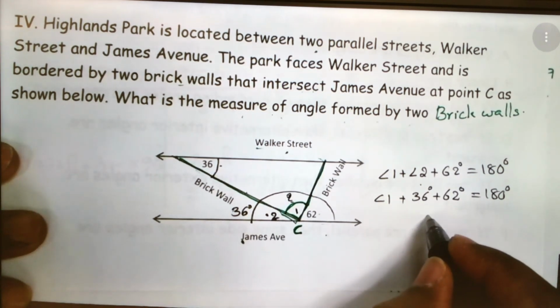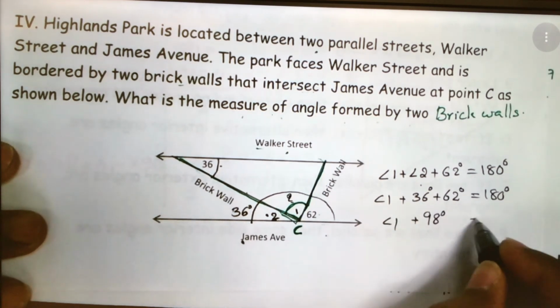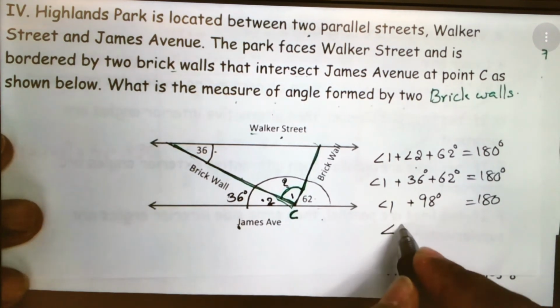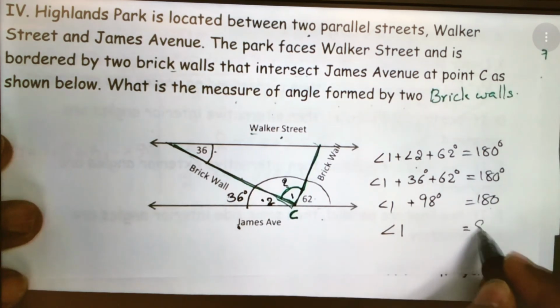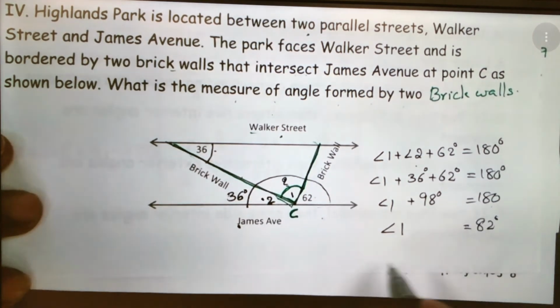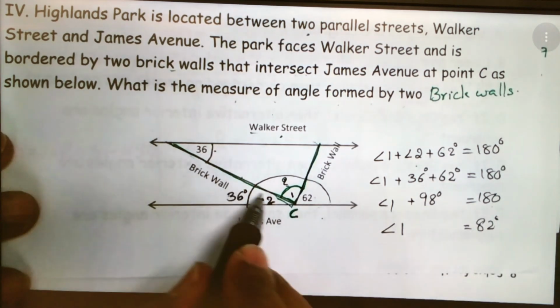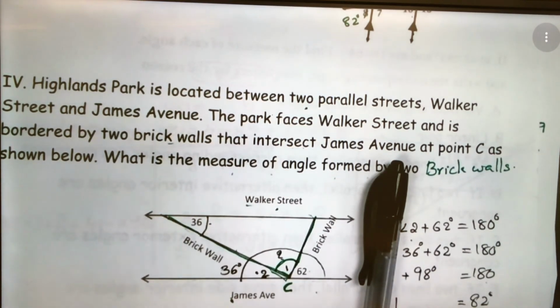That becomes 98 degrees plus angle 1 is equal to 180. Subtract 98 to solve for angle 1. 180 minus 98 is 82 degrees. So the measure of angle 1 is 82 degrees. That means the angle between those two brick walls is 82 degrees.